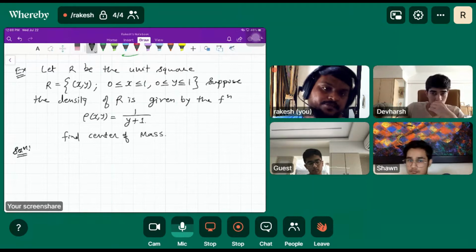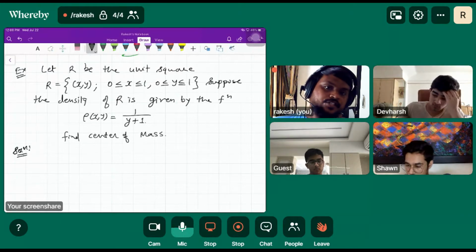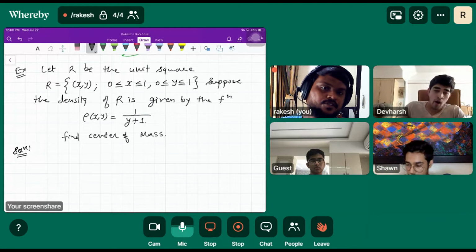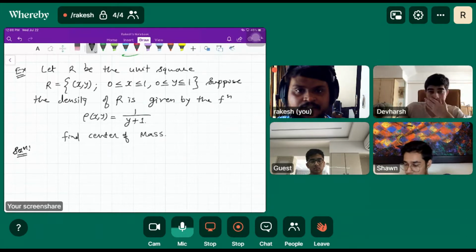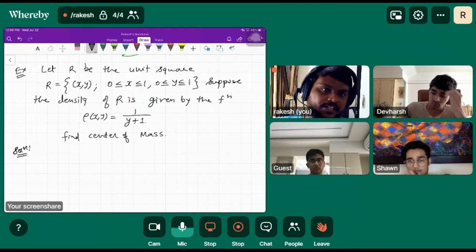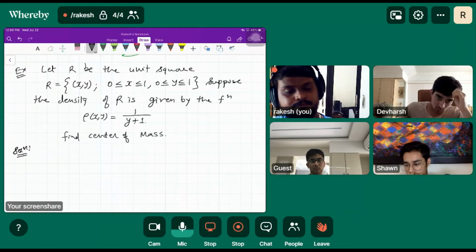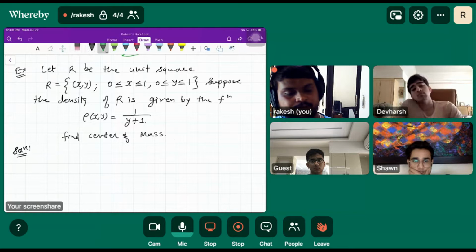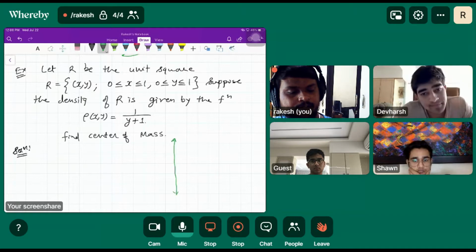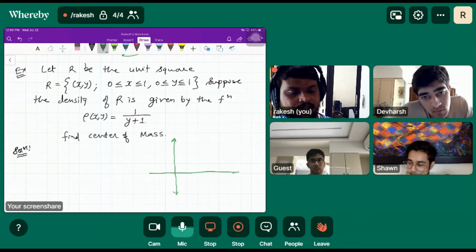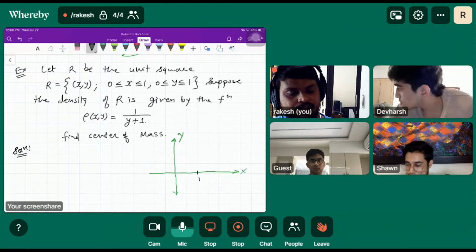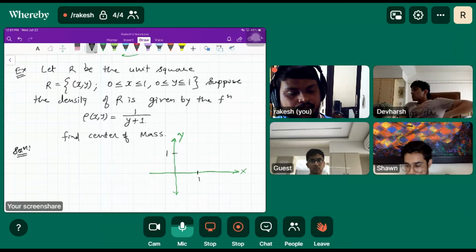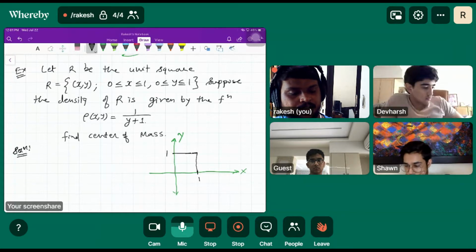Please draw the region here. x is between 0 and 1, y is between 0 and 1. If you draw the region, that would be a square. Are you getting that? See, this is the x-axis, this is the y-axis. x is equal to 0 to 1, let's say this is 1, and y is equal to 0 to 1. So we'll get a square.